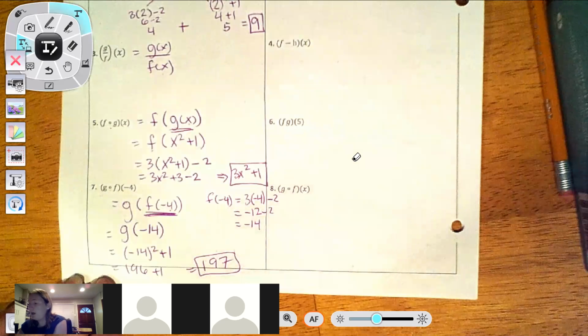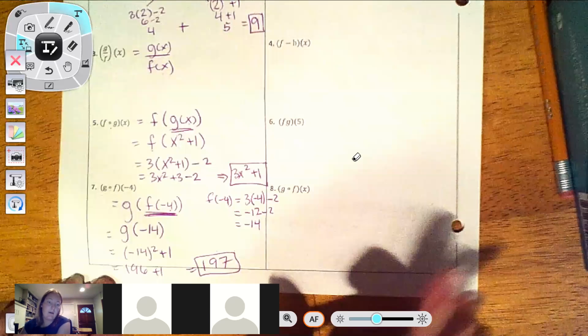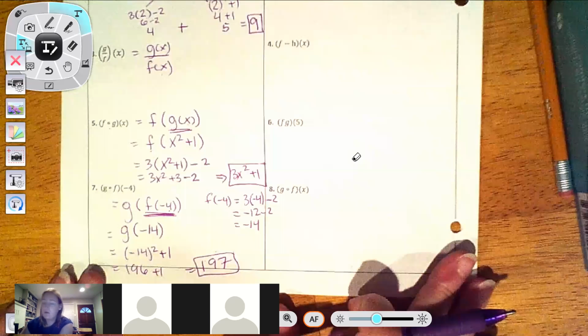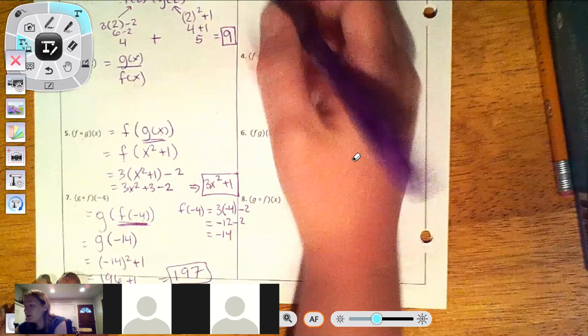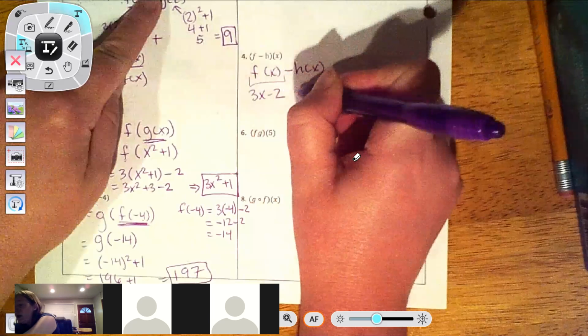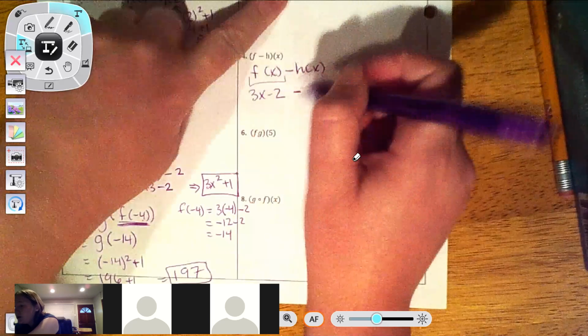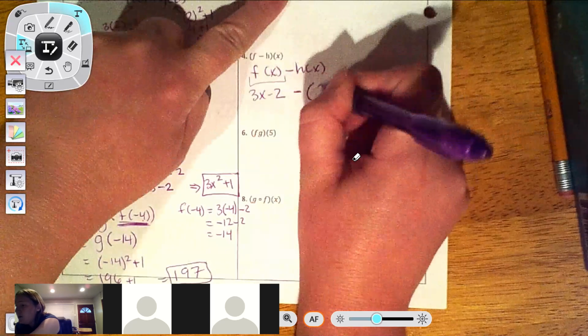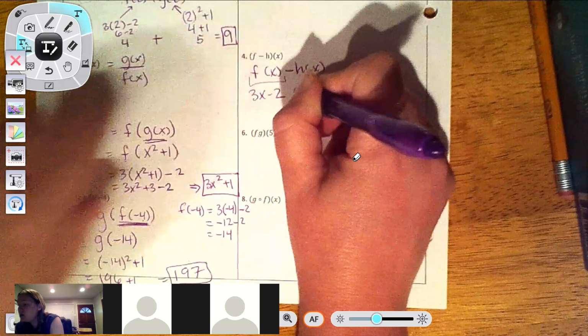There was one comment I made earlier, and I'll make it again because it's a frequent mistake. Like on number 4, this is going to be f of x minus h of x. So f of x minus the h, it's a quantity, so you have to make sure you subtract the whole thing. You need to put it in parentheses so that you subtract each piece.